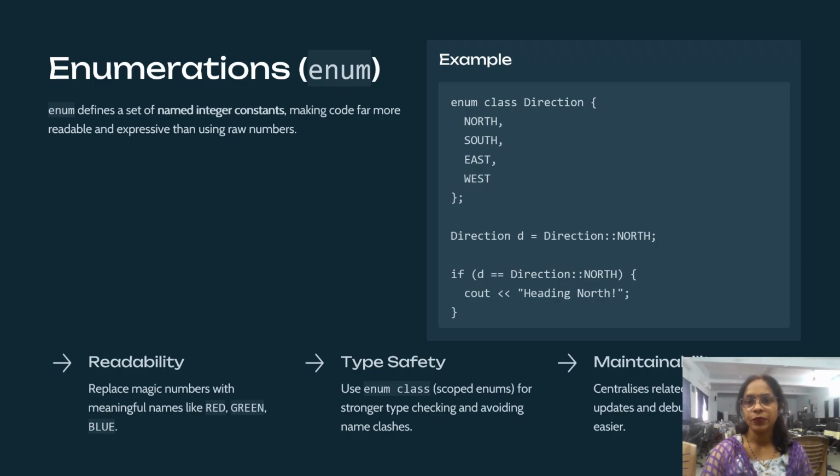Just suppose there are directions, the same type of direction names: north, south, east, and west. They are more readable and easier for any reader to understand, making the program meaningful. And if you're talking about the advantages, it improves readability, provides type safety, and improves maintainability. Using enum class is better, and it prevents name conflicts.